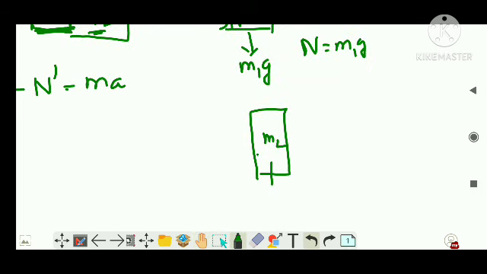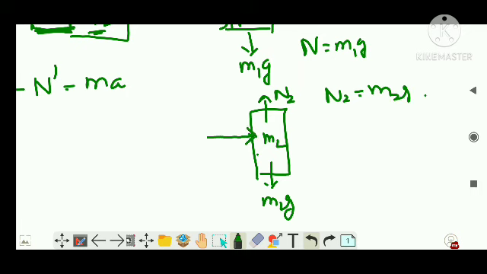And M2 is experiencing a weight downwards, a normal reaction, let's say N. Let's say it is N2. It's okay. And so N2 will be equal to M2g. Right? Now M2 will be experiencing a normal reaction N dash from M1, right? And we told there is an acceleration, then acceleration this way.